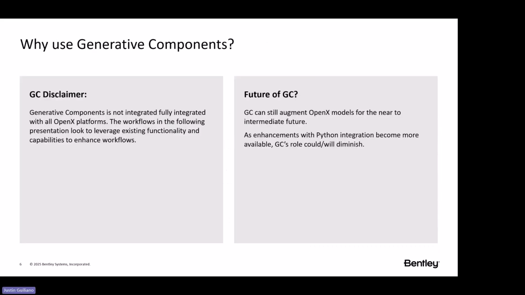So putting this disclaimer out there, yes, it's not fully integrated. And then the future, which many of you probably saw, is that there's now Python integration coming with MicroStation. And I would expect that this is going to be carried through into all of the OpenX products moving forward. So I can see GC fading off and not being used as much, if not used at all in the future. But I still think in the immediate to medium term, there's still a use for GC, and it can still provide value. But as we see that Python integration coming in, there's probably going to be less need for it, and Python should be able to handle a lot more than what GC can do right now.